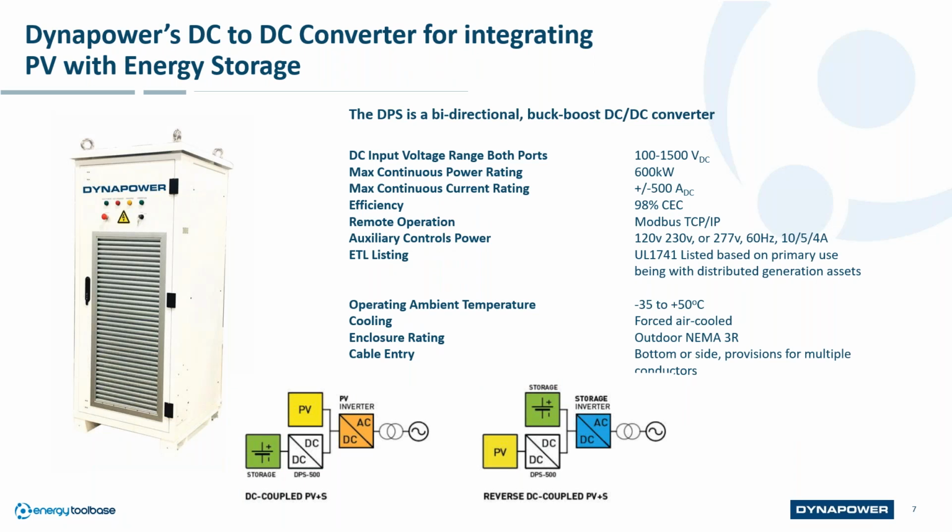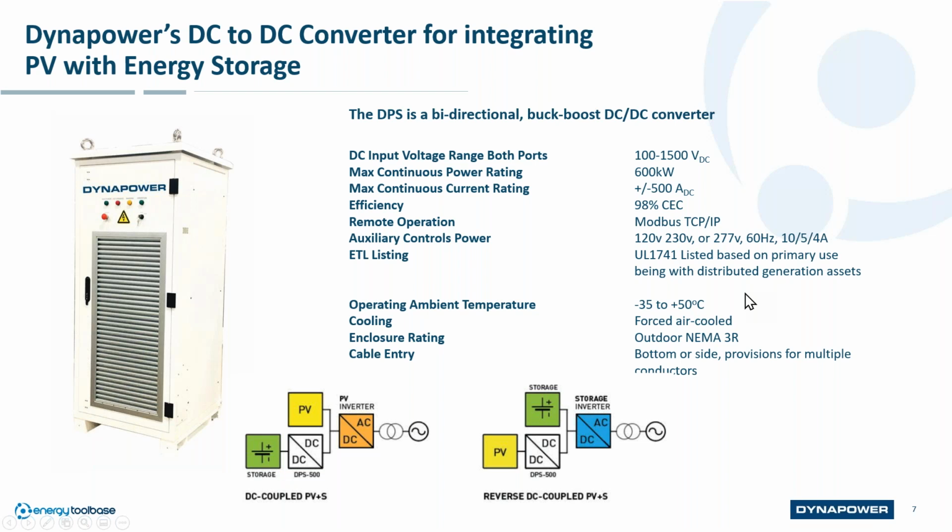Okay, the other product, and this is probably the first product that Dynapower made in this market, is a DC to DC converter, which allows for DC coupling, integrating solar PV with energy storage. So I would say that Dynapower is a pioneer in DC coupled systems. There's the AC coupled systems where you have a PV system and a battery system, and they're connected on the AC side. So you essentially have two inverters.